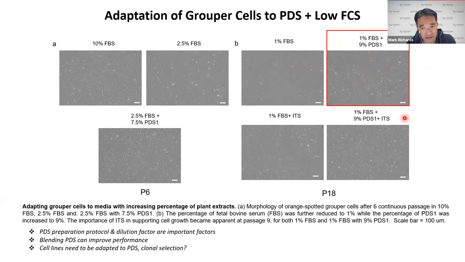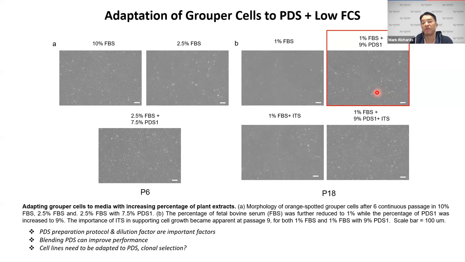Addition of ITS does help speed up the growth, and the increase in cell numbers is quite evident with respect to the control and the test arm over here. So addition of ITS does help, but I think with the 9%, it's quite good, and we're trying to push this down even further to less than 1% FBS.